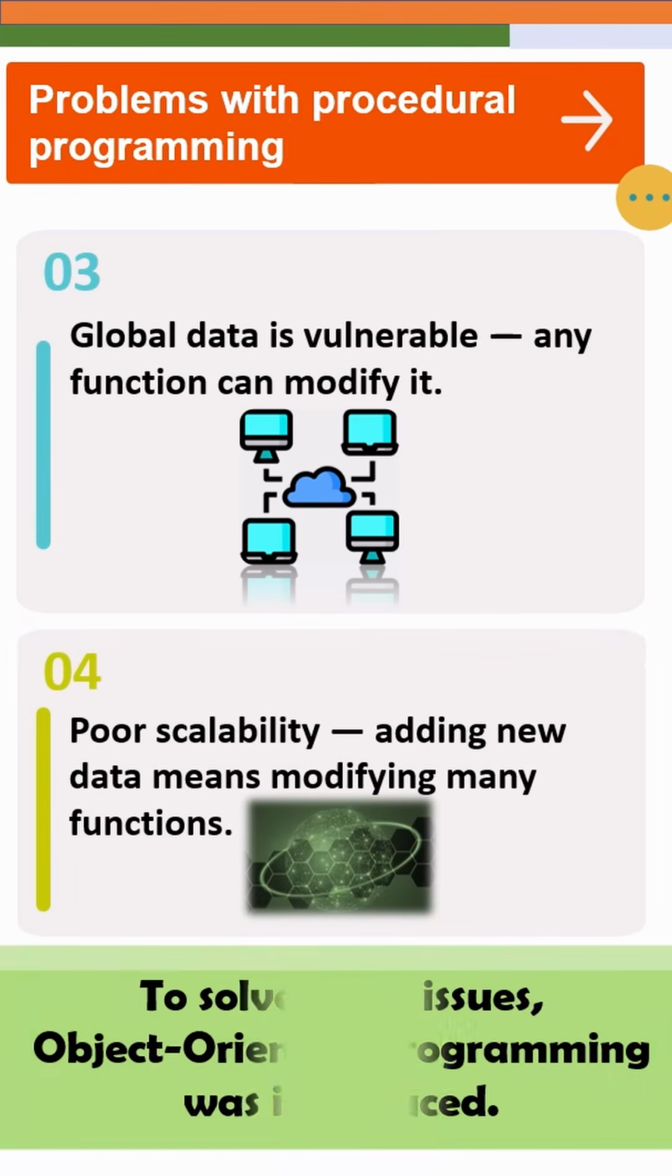Finally, poor scalability. Adding new data means modifying many functions. The procedural code doesn't scale well. Let's say our car structure gets a new attribute, for example, a GPS enabled flag. Now every function that deals with car needs to be modified to handle this new property of GPS enabled. So as programs grow, this becomes very unmanageable and error prone.